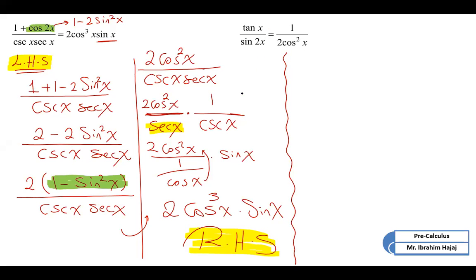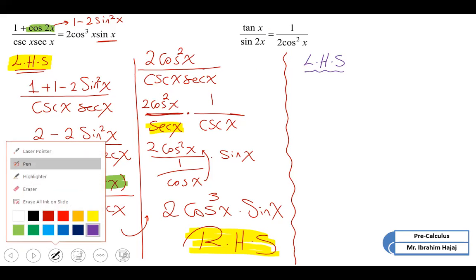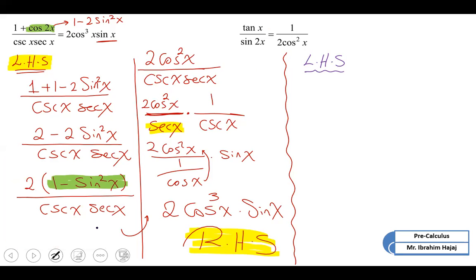Okay, the next question: tan x over sine 2x is equal to 1 over 2 cosine squared x. I'm going to start from the left-hand side in this question. Not always, guys, you can start from any side. We want to verify that the 2 sides are equal. From the left-hand side, we have tan, and we know that tan is sine x over cosine x, all over sine 2x, which is 2 sine x cosine x, the double angle identity.